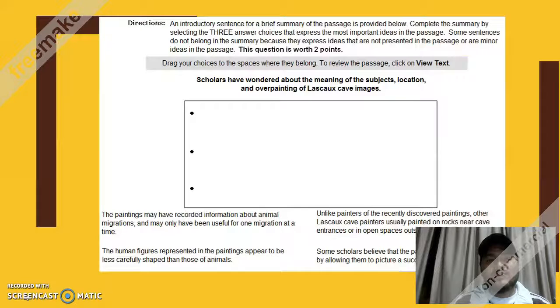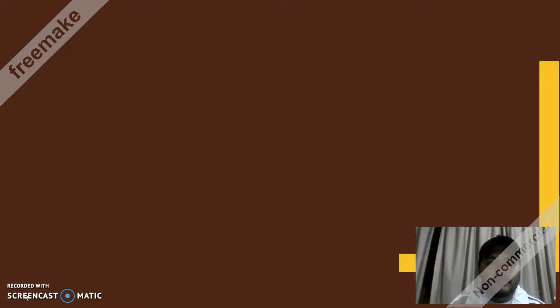Here we have the example. As you can see in the direction, you can read that it is an introductory sentence for a brief summary. The passage is provided below. Complete the summary, selecting 3 answer choices. It's important to know that if you answer correctly all 3 of them, you are going to have 2 points. But if you answer just 2 questions, you are going to have 1 point. But if you answer just 1, you are going to have 0 points.